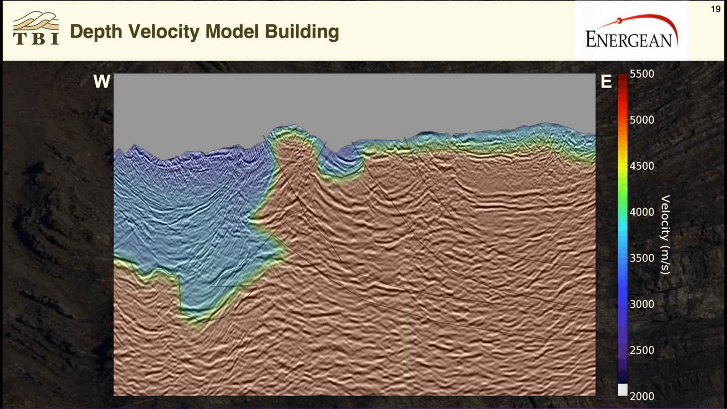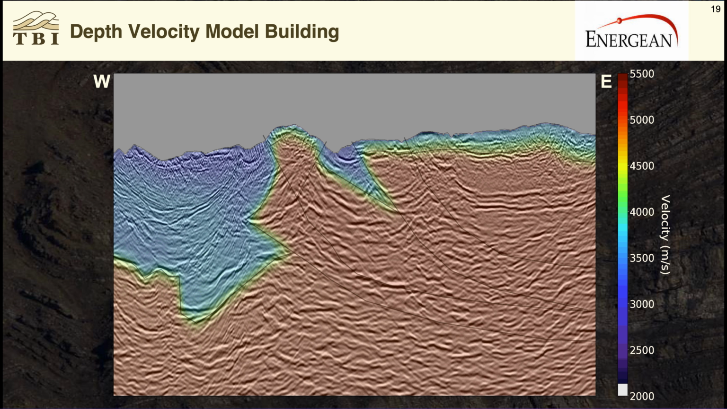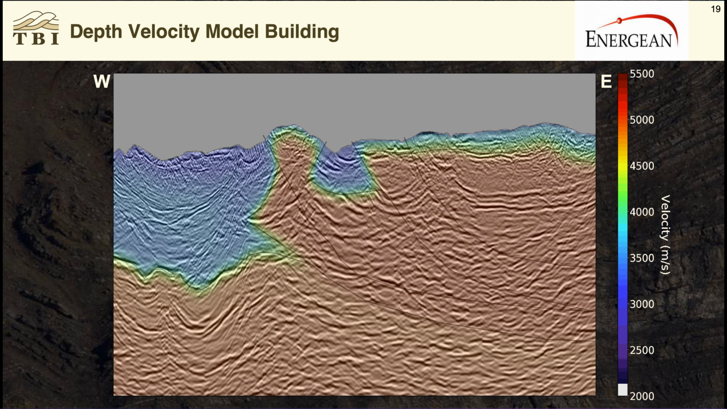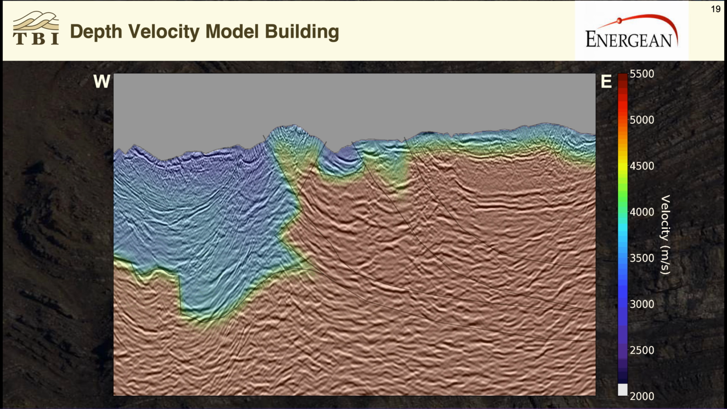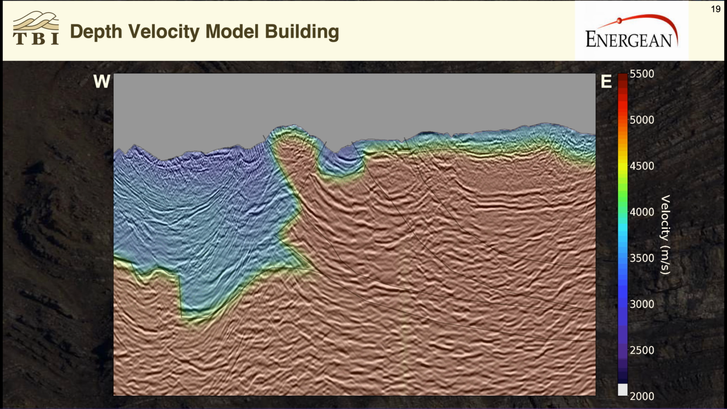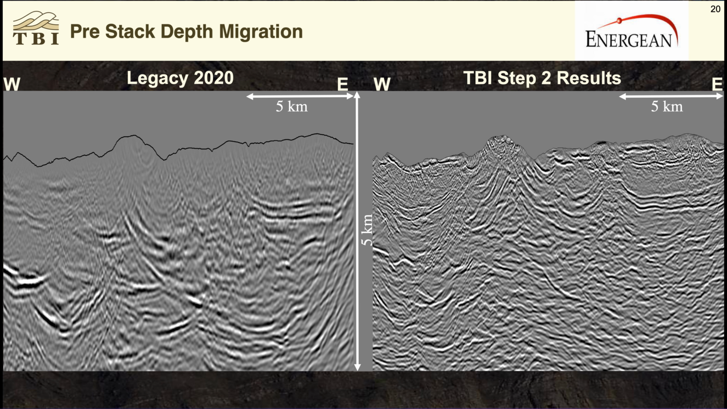The data is migrated with each intermediate model and the results are analyzed to determine if the model has resulted in improved imaging. It is important to change one thing at a time during this process so it is clear what changes are improving the resulting stacked image. We ultimately end up with a final velocity model and corresponding stack for each 2D line.